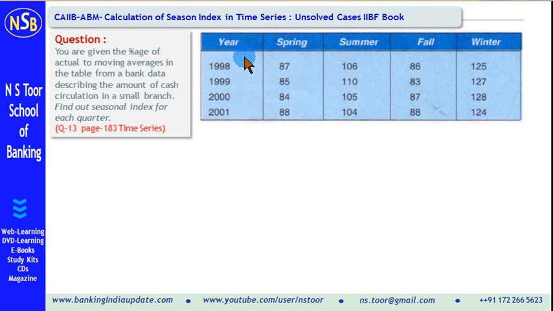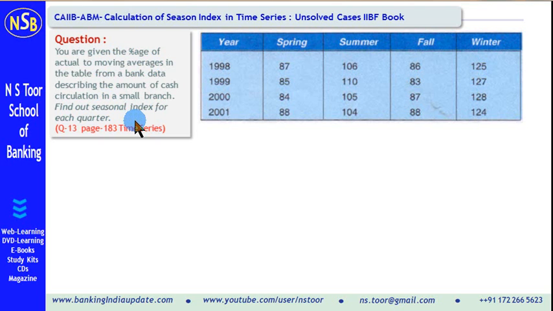So here we are provided the data for 4 years and for different seasons: spring season, summer season, fall season, winter season. And data relates to the years 1998, 1999, 2000, 2001. And this data is in the form of percentages of actual to moving averages. Now what we are supposed to do? We are supposed to find out seasonal index for each quarter.